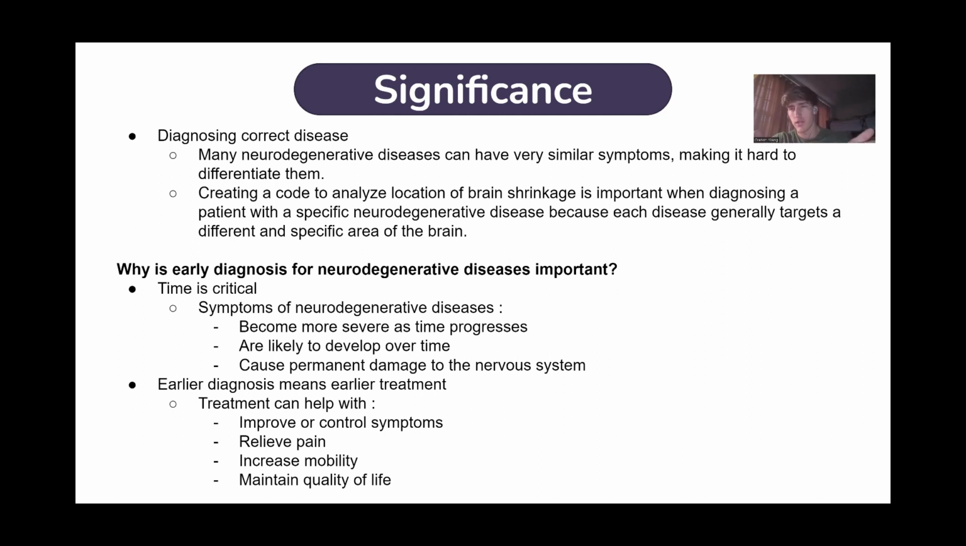Now, why is early diagnosis for neurodegenerative diseases so important? Because time is critical. The symptoms can become more severe as time progresses. They are more likely to develop over time, and they can cause permanent damage to the nervous system. Earlier diagnosis can also mean earlier treatment, which can improve or control your symptoms, relieve pain, increase mobility, and maintain your quality of life.